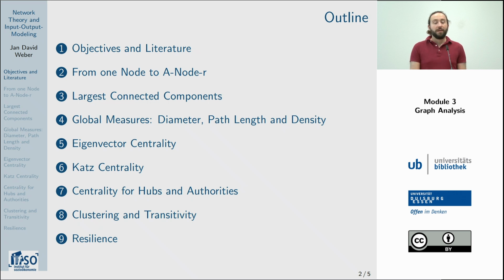We then move on to more mathematically complex and difficult to follow concepts, but they are still really important in graph theory, and they are implemented in all basic statistics software you use for graph analysis: eigenvector centrality, Katz centrality, and centrality for hubs and authorities, which is also important when we want to look into the structure of a network, whether it is reliable or not. We also have to talk about clustering and transitivity, and a really important aspect in real-life networks is resilience, so how shock resilient the graph or network is to external disturbances.